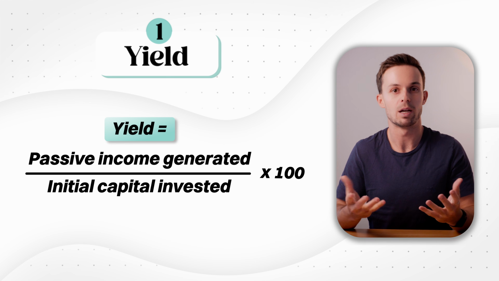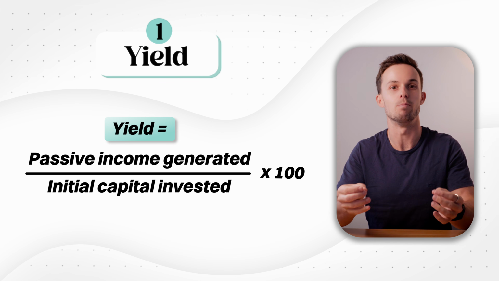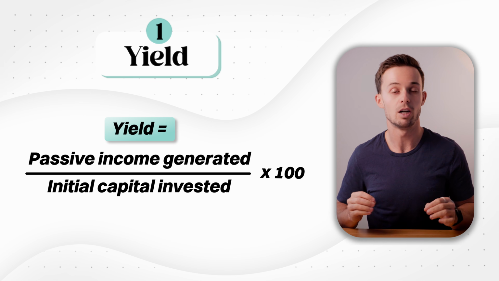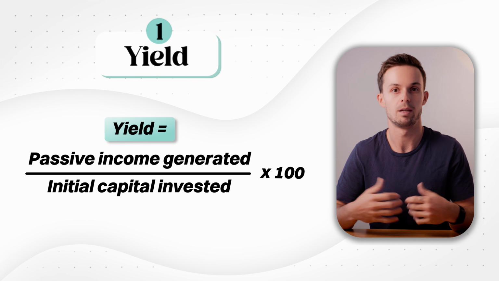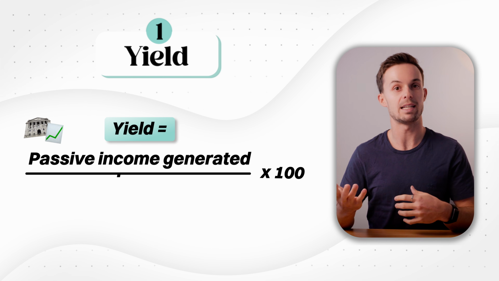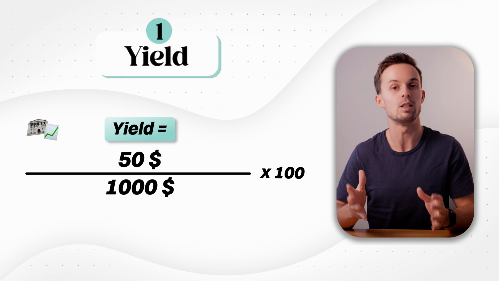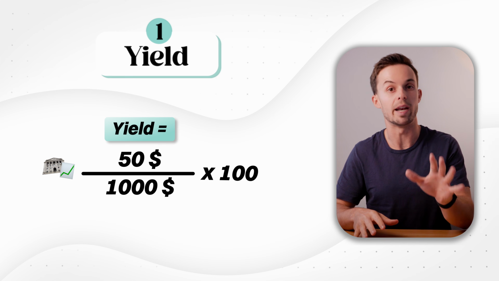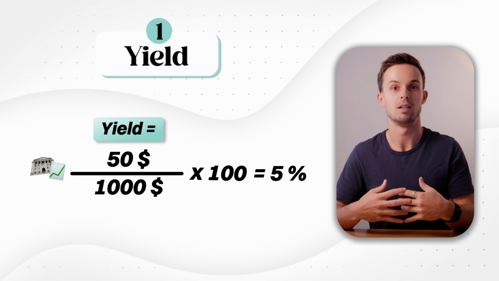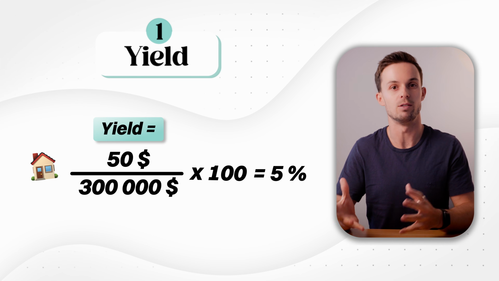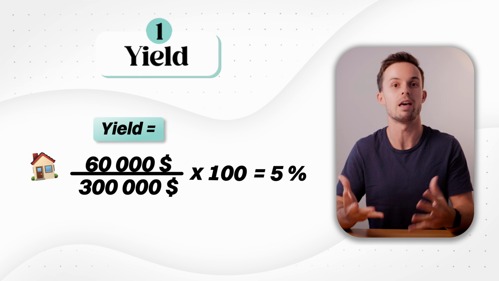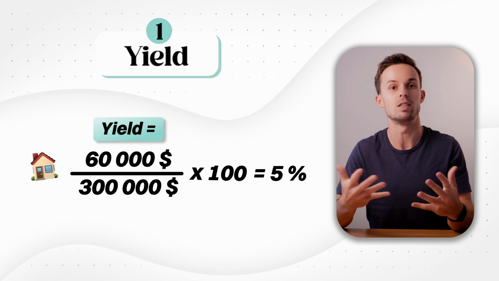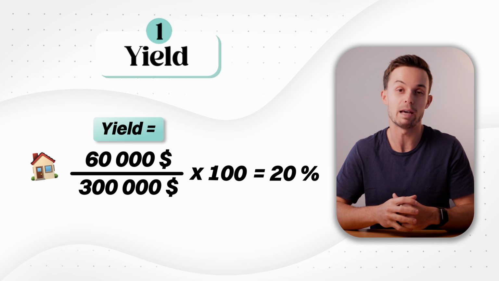It's like asking, how much money is this investment putting in my pocket each year compared to what it cost me? For example, if you buy an asset for $1,000 that pays $50 annually, then the yield of that investment is 5%. If you buy a house for $300,000 that you rent for $60,000 per year, then the house's yield is 20%. Not bad, right?